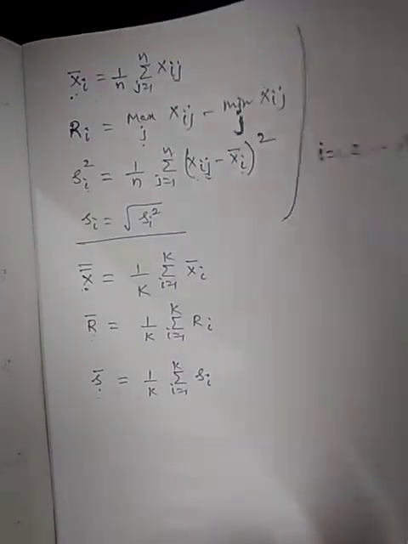Now we go for the fourth point. What is the fourth point? Point number 4: in the construction of the X bar chart, the setting of control limits. This is a very important point.